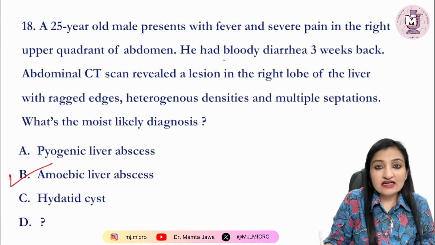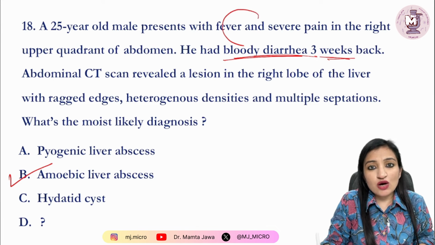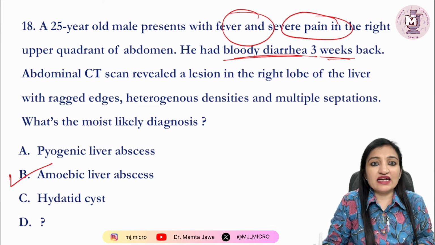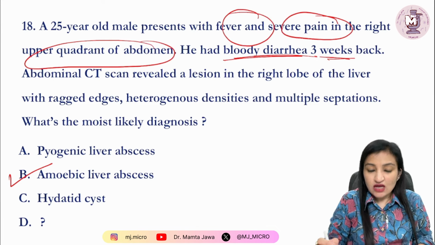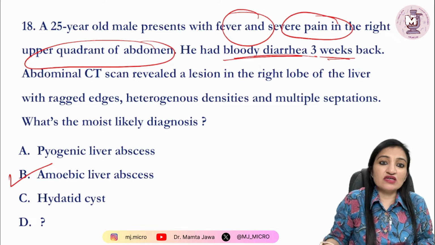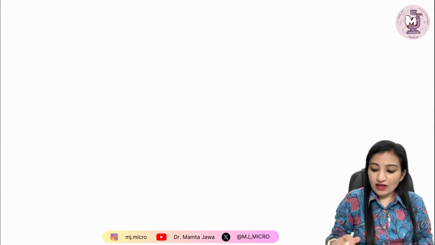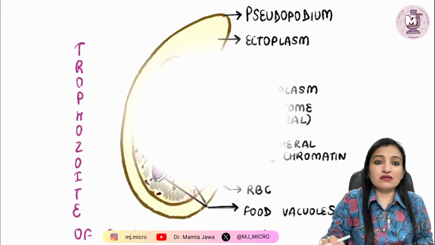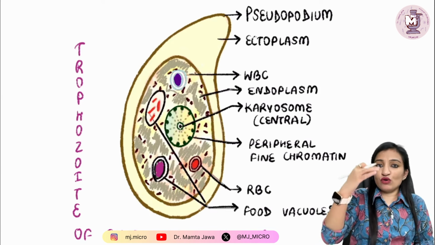The patient has had an episode of bloody diarrhea 3 weeks back, and presentation now with fever and severe pain in the right upper quadrant of the abdomen goes in favor of amoebic liver abscess. ठीक है, अब देखो, amoebic liver abscess is caused by Entamoeba histolytica, जिसके morphological forms ये हैं.